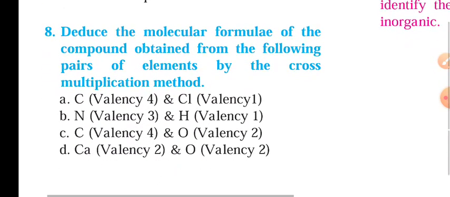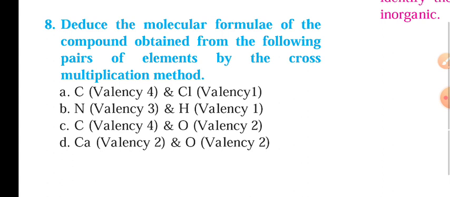Next, they are asking about deducing the molecular formula of the following compounds obtained from the following pairs of elements by the cross multiplication method. This part we have already done when we were doing the regular lecture. You can refer to that part 3. In that we have already discussed how to write the chemical compounds from the given elements and given valencies. So this is all about the exercise and this completes our chapter number 6.